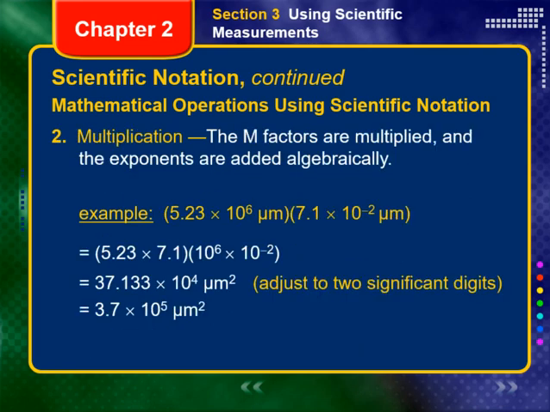Multiplication. The m factors are multiplied and the exponents are added algebraically. Consider the multiplication of 5.23 times 10 to the 6th micrometers by 7.1 times 10 to the negative 2 micrometers. Note that when length measurements are multiplied, the result is area. The unit is now micrometers squared.